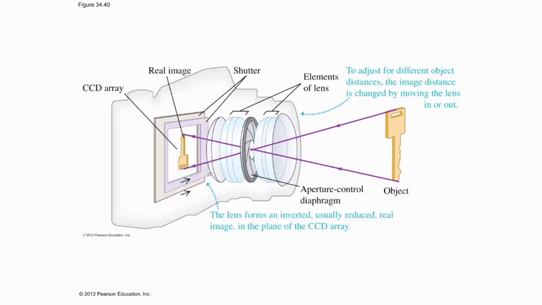It's a complicated system. Lots of mathematics going on inside of the camera lens. But in addition to that, there's this thing called the aperture.